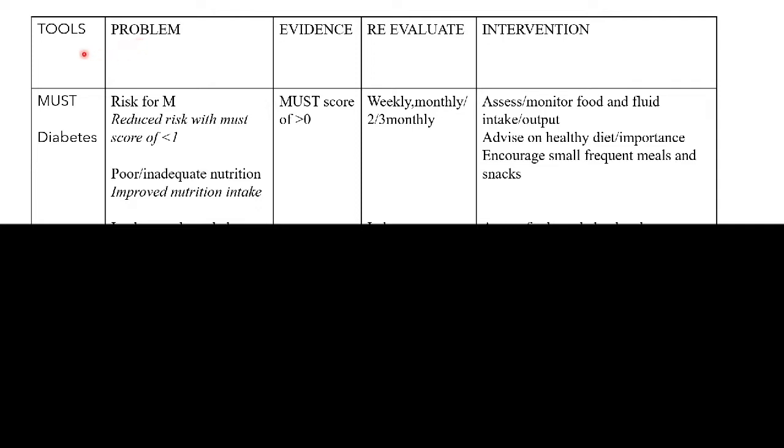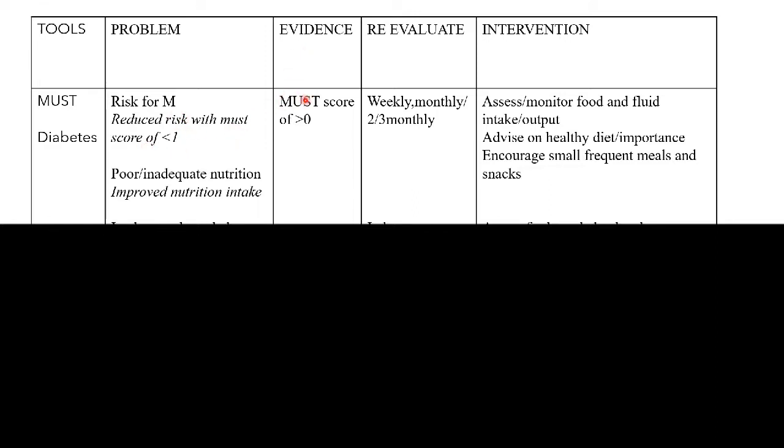The nursing problem number one is risk for malnutrition, and it's related to diabetes, or it could also be related to poor appetite, depending on what your patient told you during your assessment. So if the patient said, I've not been eating well because I don't have appetite for food, then it could be related to that poor appetite.